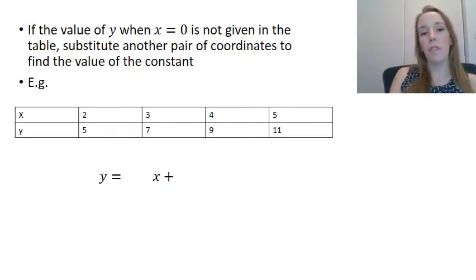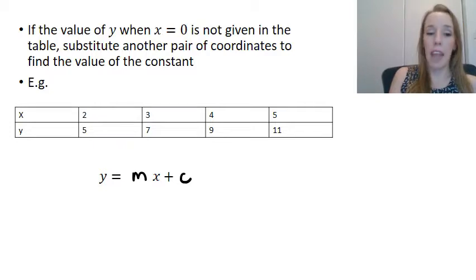Okay, so if the value of y when x equals 0 is not given in the table, what we do is we substitute another pair of coordinates into the formula to find the value of the constant. So for instance, we've got to find out what our formula is. We know that y equals mx plus c. We need to find out the m and the c.